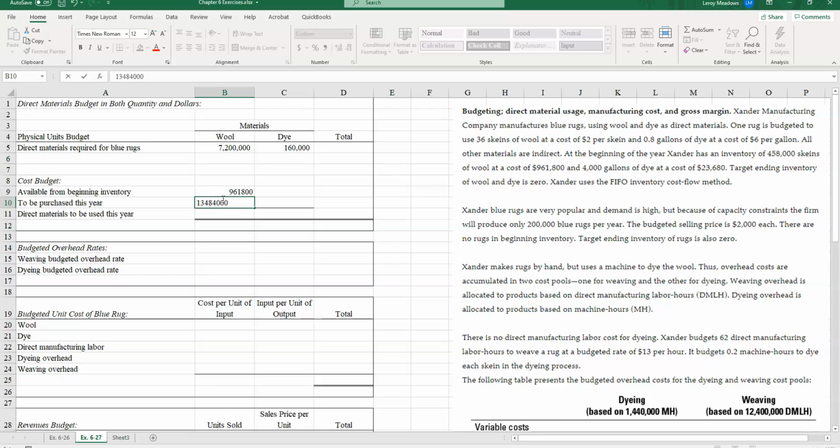So my total direct materials to be used this period are going to be what? They're going to be, let me see, let me format that.